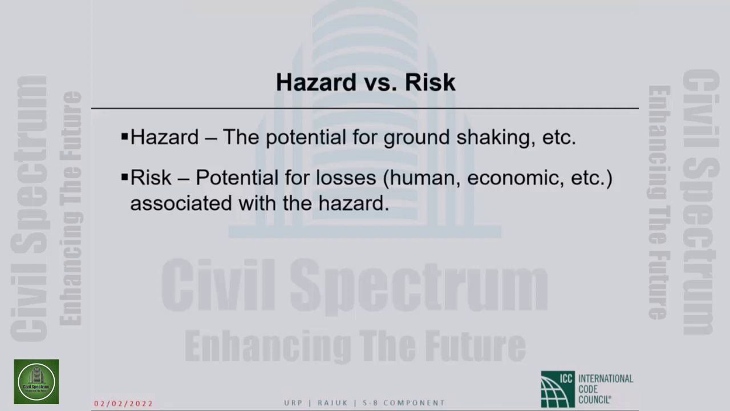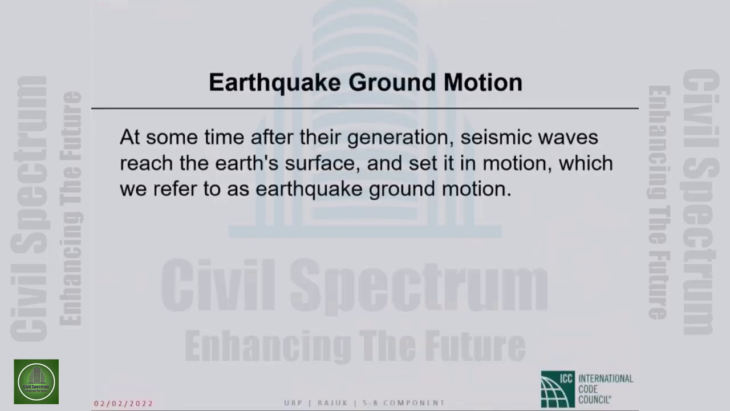If these are flimsy houses, masonry buildings that are not reinforced, etc., etc., the risk to human life and to property is extremely high. If the construction is of high quality, then the risk goes down. The hazard being the same, the risk could be high for poor quality construction and could be low for high quality construction. I think that should be kind of intuitive and obvious. Okay. So hazard and risk are not the same things.